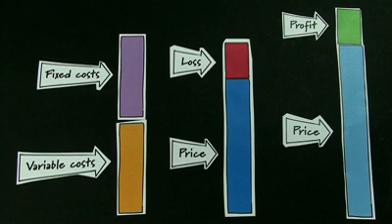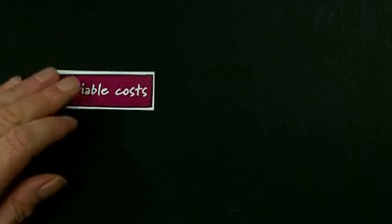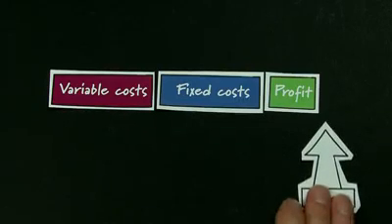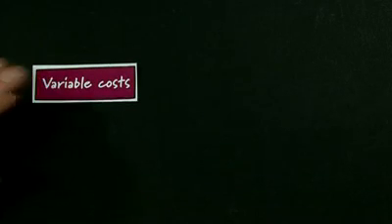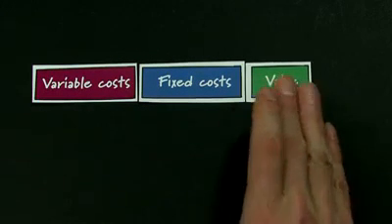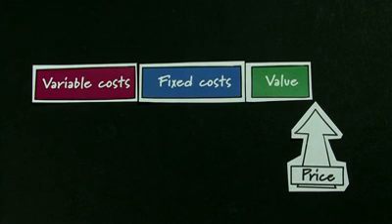But how to decide on the right price? One way to set your price is called cost plus. You add the profit you want on top of your total costs. Another way is to base your price on what people are willing to pay: your product or service's value. This is value-based pricing. It works as long as the value is higher than your costs.